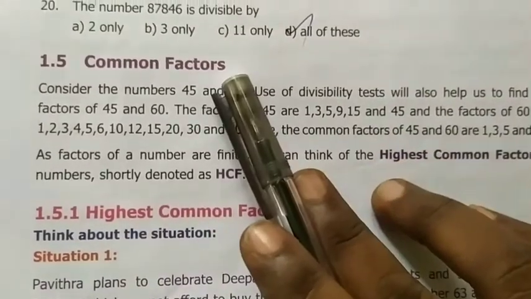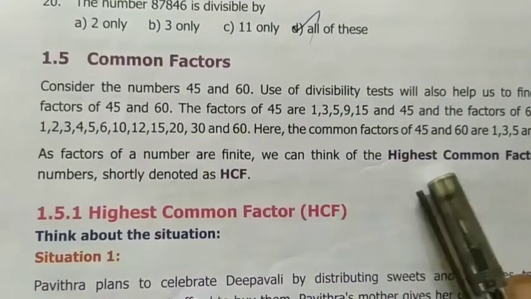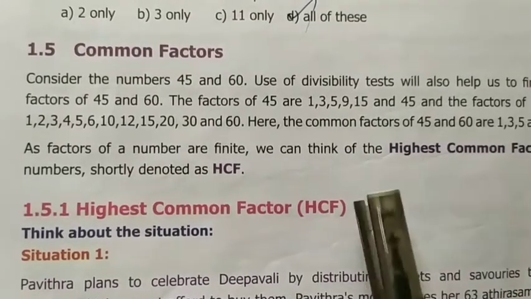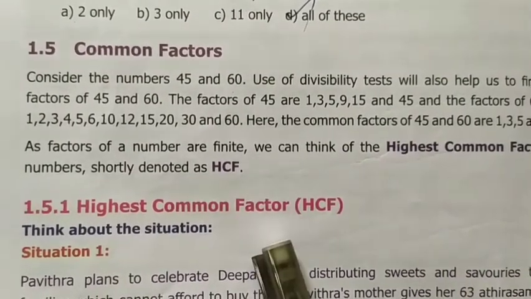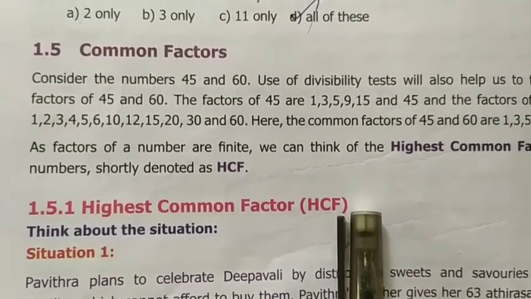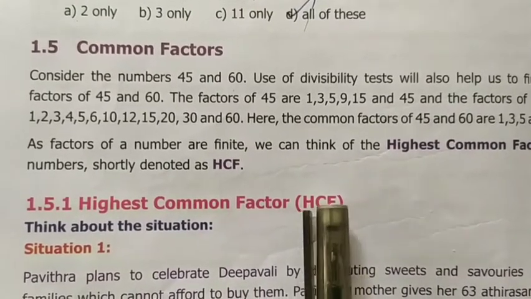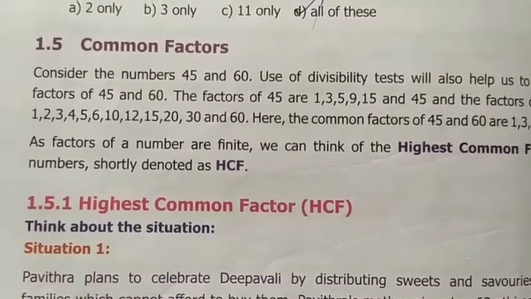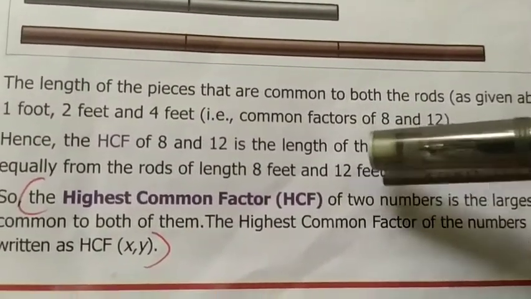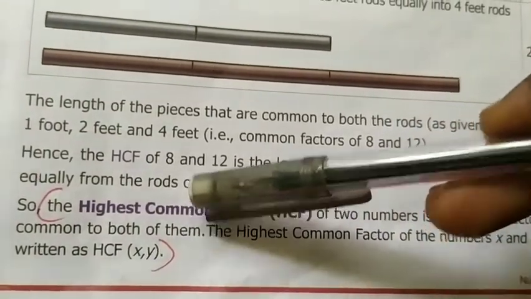Now let's see common factors. Here we are going to compare two numbers and their factors. From two numbers and their factors, we can find the highest common factor, HCF. Now let's see how we can find this. First, the definition: the highest common factor of two numbers is the largest factor that is common to both of them.